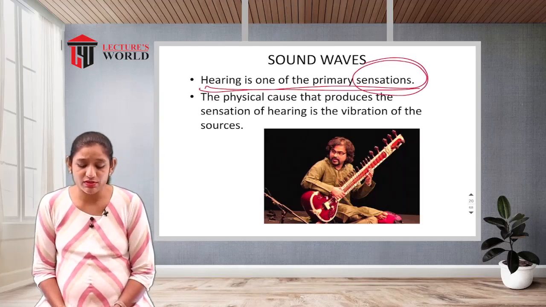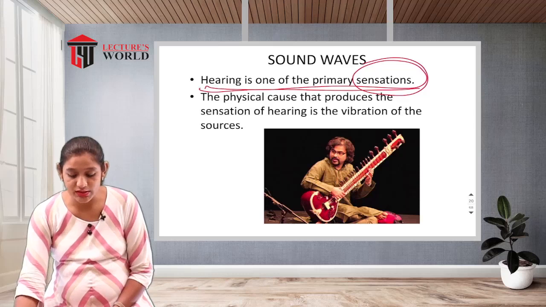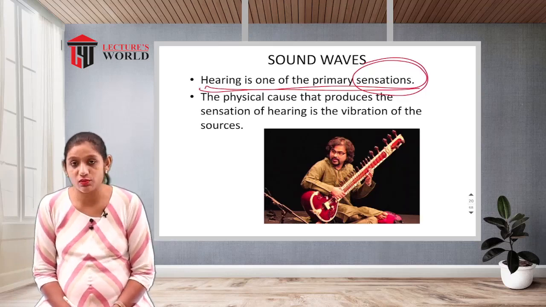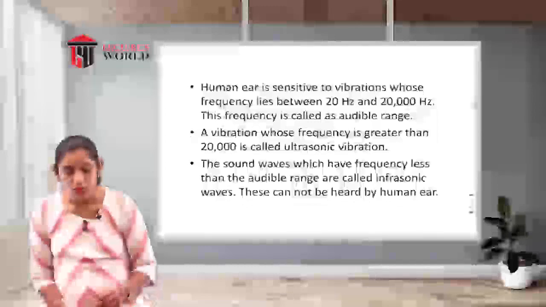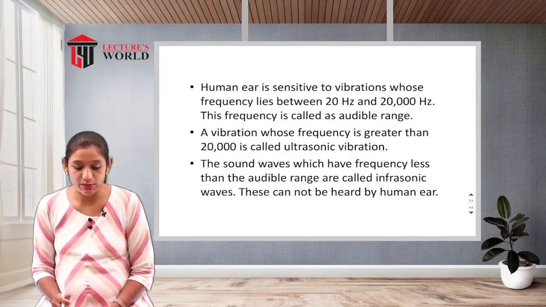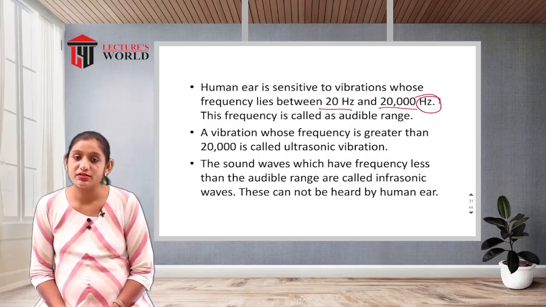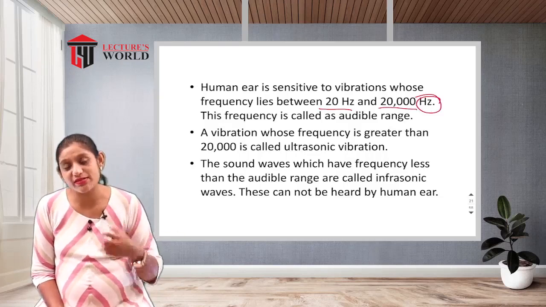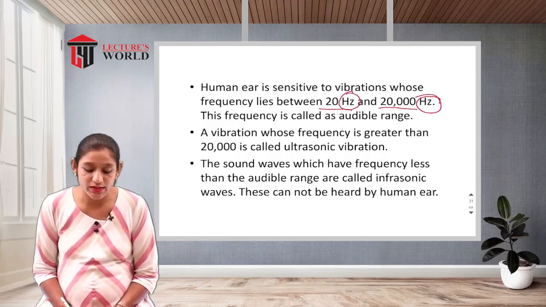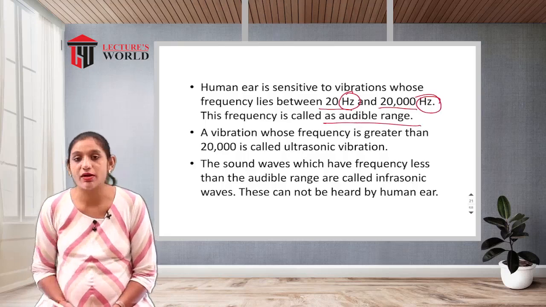The physical cause which produces the sensation of hearing is the vibration of the source. Next, the human ear is sensitive to vibrations whose frequency lies between 20 Hz and 20,000 Hz. Hertz is the unit used to identify the hearing capacity of a normal human being. This frequency range is called the audible range.